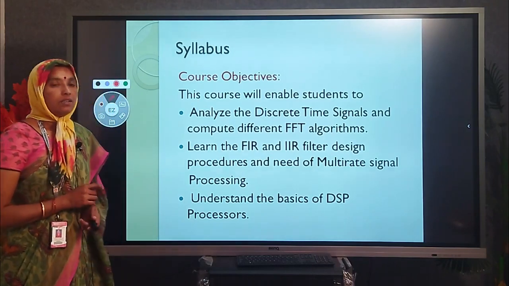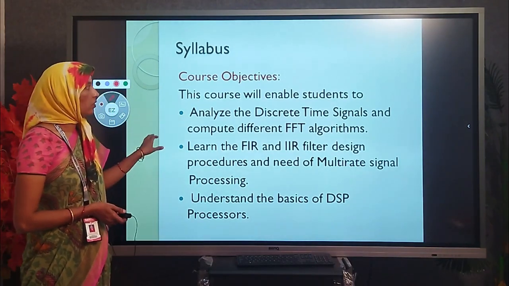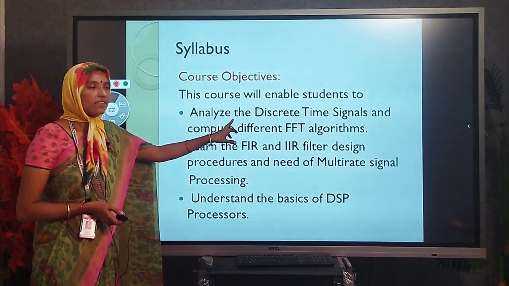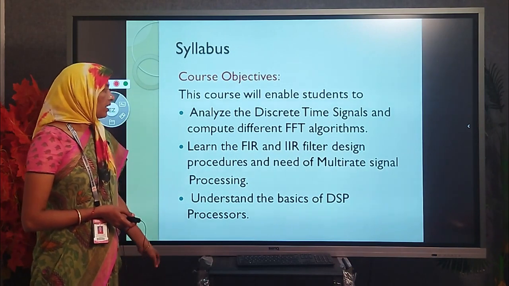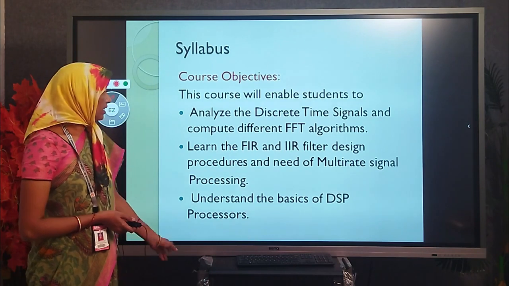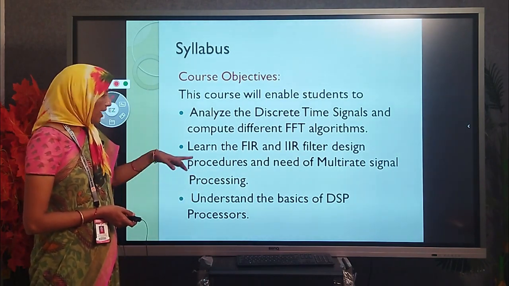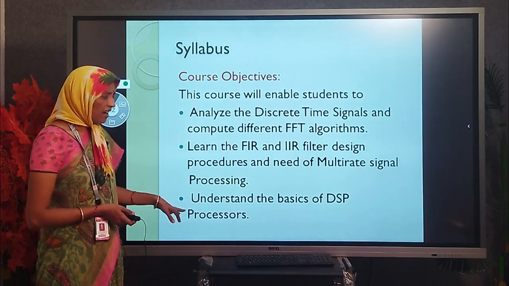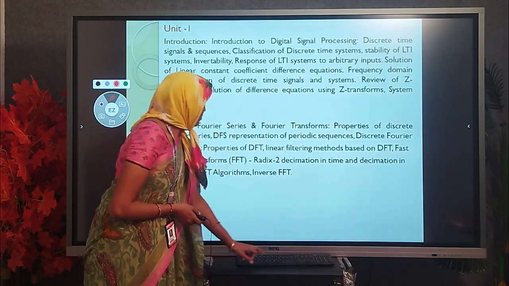In our syllabus, we have 5 course objectives. Let us see about those things. First one is analyze the discrete time signals and compute different FFT algorithms, and second one is learn the FIR and IIR filter design, and next one is multi-rate signal processing, and last one is understand the basics of DSP processors.